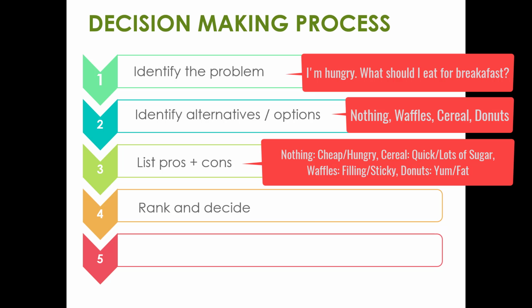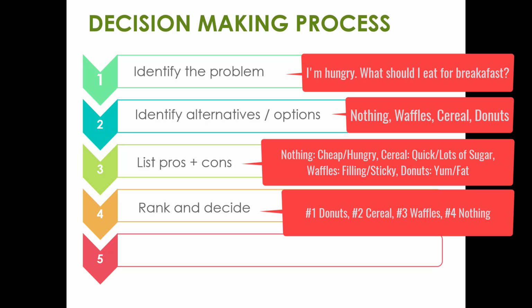Step number 4 is to rank and then decide. So I'm going to say, well, you know what? I know I like to go to the gym, so donuts is number 1. Number 2 is cereal because usually I don't have a lot of time in the morning. Number 3 is waffles. And then number 4 is not eating breakfast at all. And so when I look at those, I'm going to be like, yep, I'm going to go with number 1.